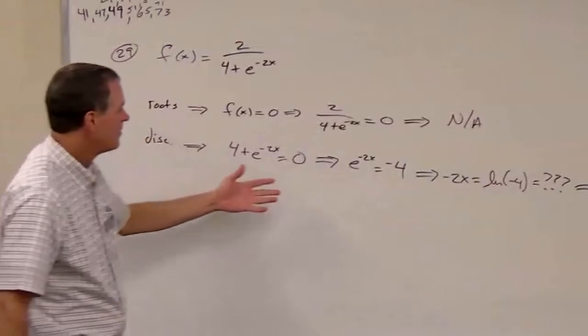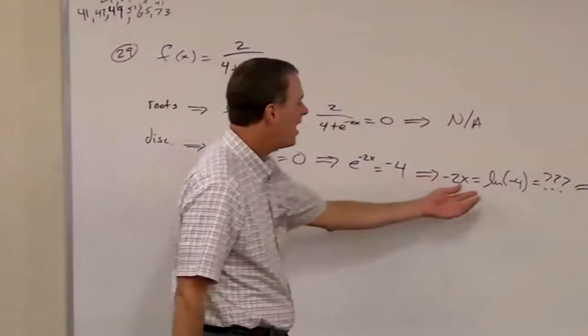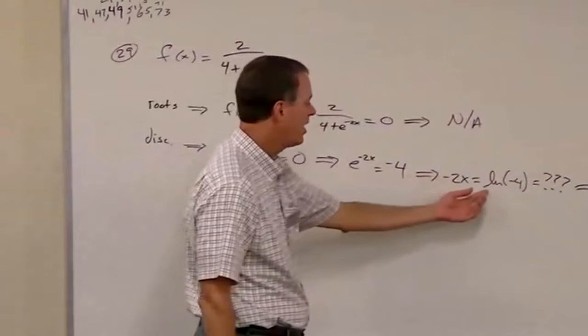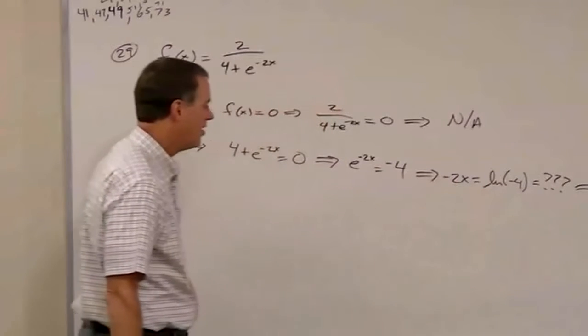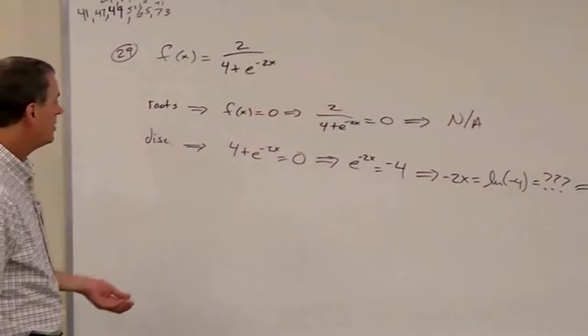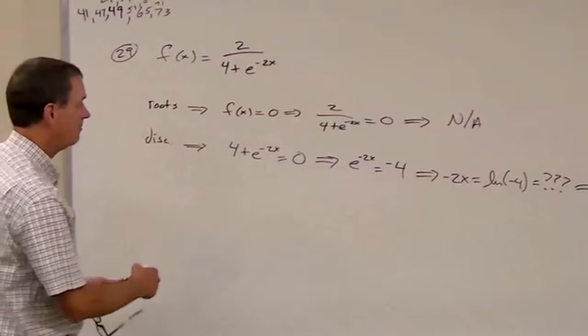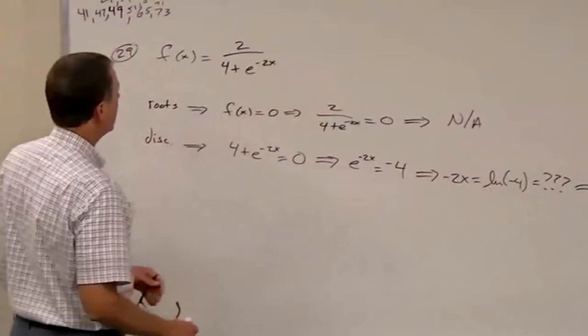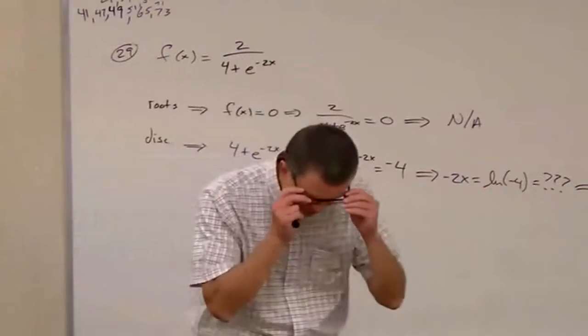But yes, solve for x. I'm attempting to solve for x. When I do so, I have a log of -4, which is impossible. So apparently there aren't any discontinuities either. So none. Okay, what was next on the list? Wait, so how does that prove all three discontinuities? You can't solve that because you can't take it.